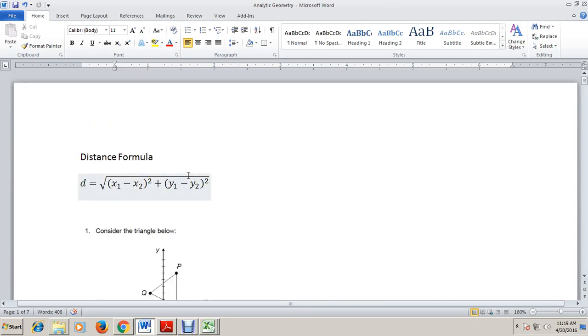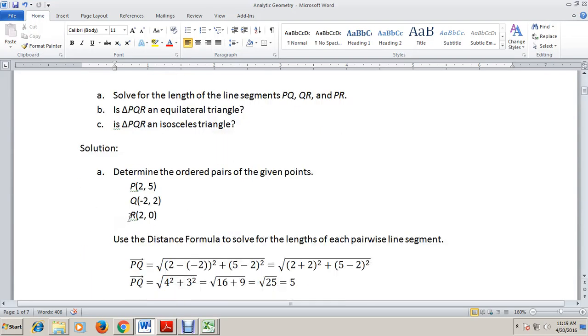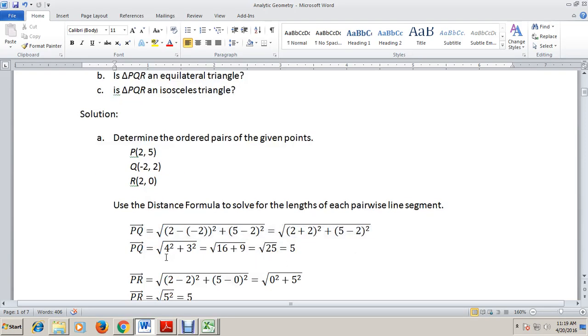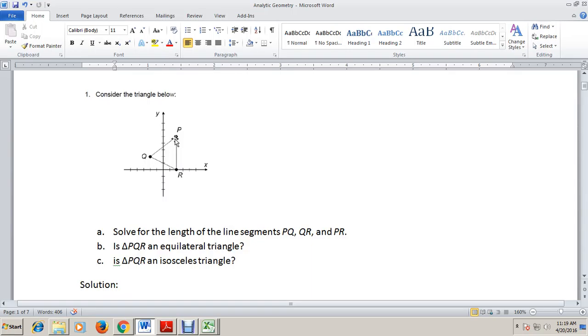Okay, so try to recall the formula: the square root of (x sub 1 minus x sub 2) squared plus (y sub 1 minus y sub 2) squared. For the distance between PQ, that would be 2 minus negative 2, and 5 minus 2. So 2 minus negative 2 would be 2 plus 2, or 4. 5 minus 2 would be 3. 4 squared plus 3 squared gives you 16 plus 9, which is 25. The square root of 25 would be 5. That means the distance between P and Q is 5 units.